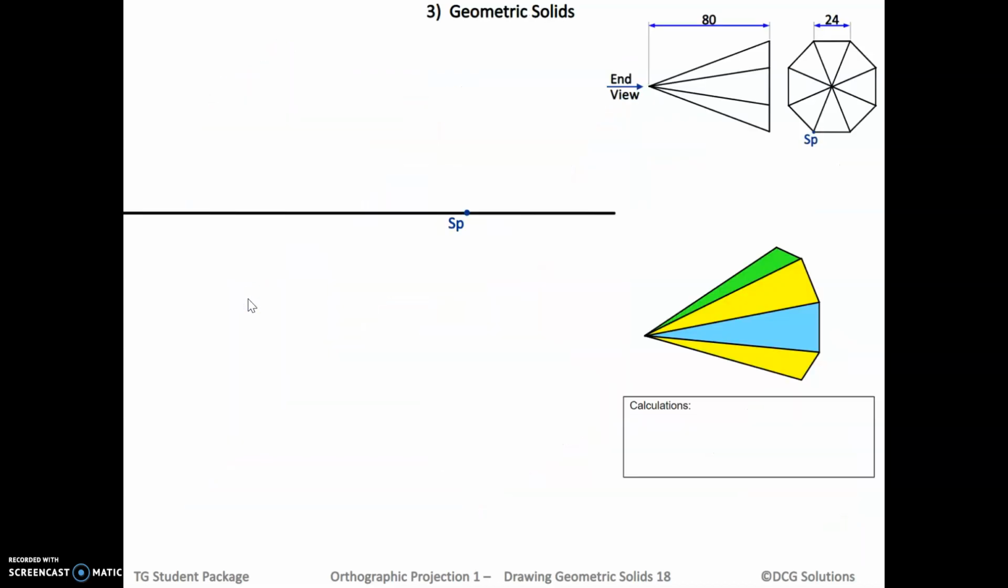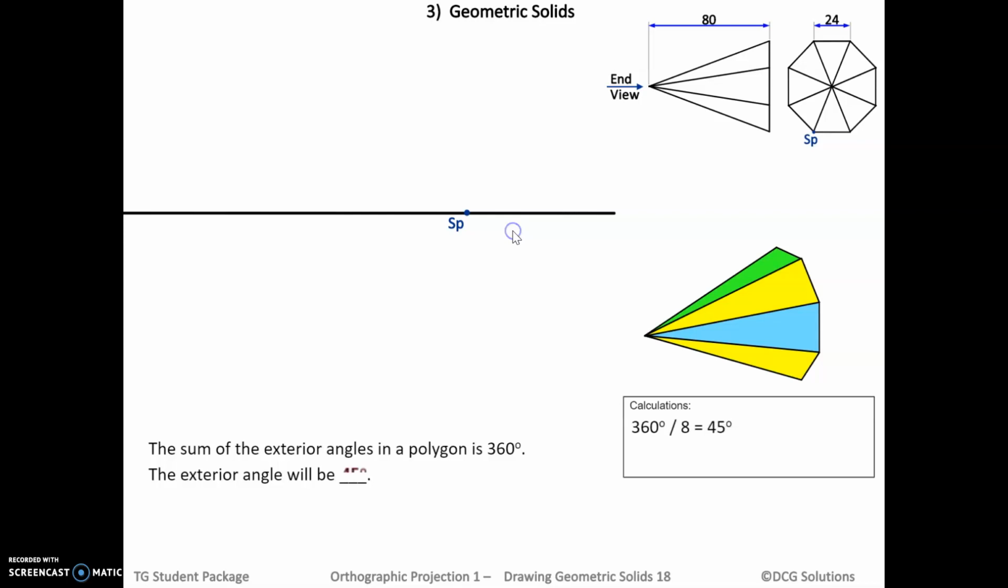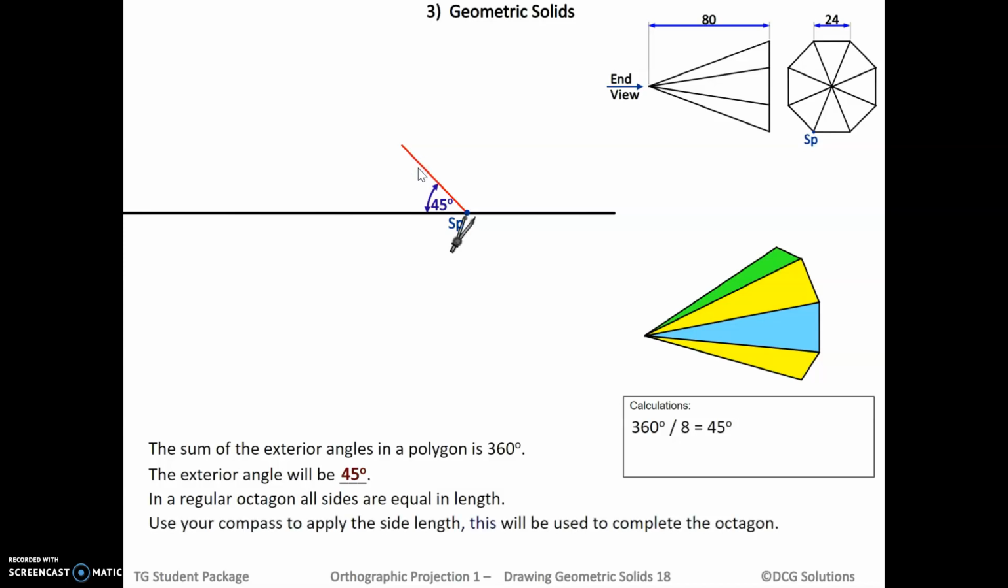Next one, here we go. We've got another one. We've got a starting position. We're told to draw our octagon. 1, 2, 3, 4, 5, 6, 7, 8. Octagon. 360 divided by 8 gives me 45. So from this point, I'm over 45 degrees. I'm told that each side is 24. So I'm going to measure up 24. Yeah, something like that. That's one point, and that's another point.